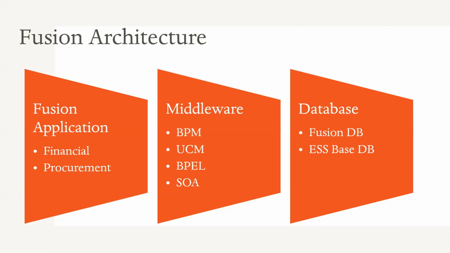And then we have the middleware. When I was speaking about the UCM, it acts as a kind of third party, and it allows us to reduce the technical effort and do the implementation in an easy way. So that is the role of UCM. And then we have BPM. So what is BPM? We have AME in R12, where the workflows and all those things are configured using AME. Similarly, we have BPM, Business Process Management.